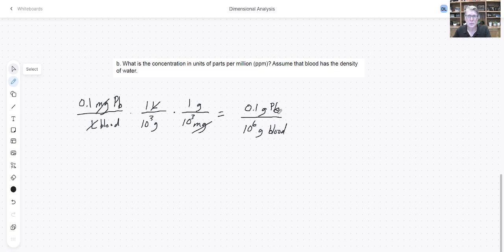Is that mixing ratio scaled to the extent that we want? Let's say we are asked to provide a mixing ratio in parts per million, so that means we want the denominator to have 1,000,000 parts, and indeed it does, 10 to the 6 grams. So 0.1 grams of lead per 1,000,000 grams of blood is equivalent to 0.1 part per million. And we could add a little notation here and say based on weight mixing ratio. That's what the W stands for.